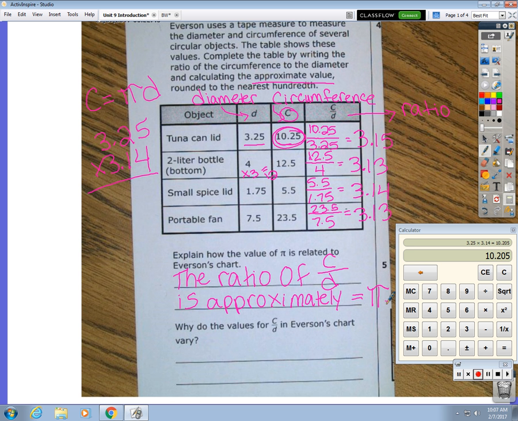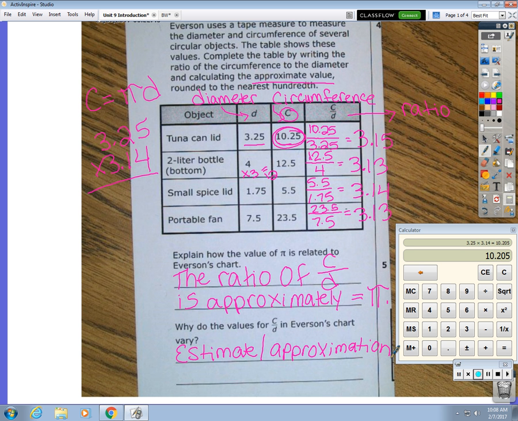Okay, next one. Why do the values for circumference and diameter in Everson's chart vary? Why is it when we divided circumference by diameter, why did the end values vary? It's an estimate? Right, it's an approximation or it's an estimate, okay? So we could put an estimate or approximate, let's put estimate slash approximation. And why is it an estimate or an approximation?